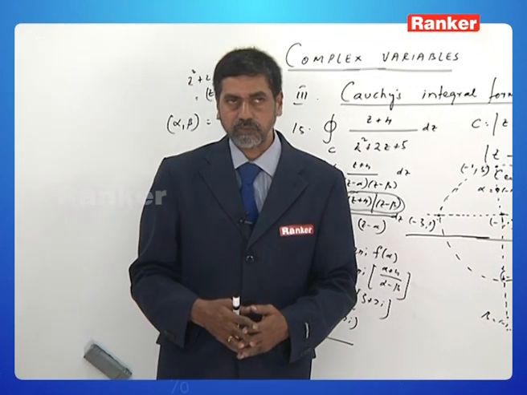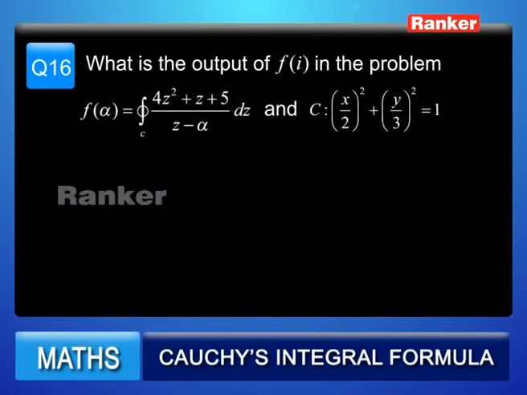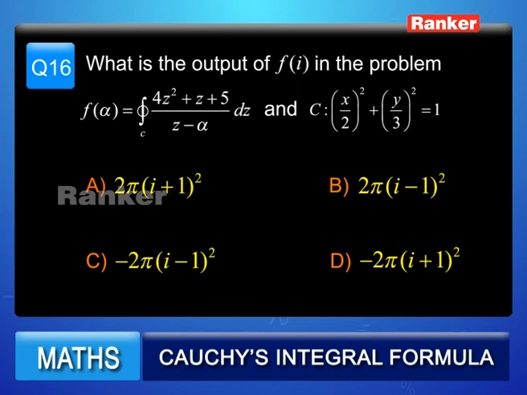Let's go to the next question. Question number 16. What is the value of f of i in the problem f of alpha is equal to integral over c of 4z square plus z plus 5 by z minus alpha dz, and c is the ellipse x by 2 whole squared plus y by 3 whole squared is equal to 1.